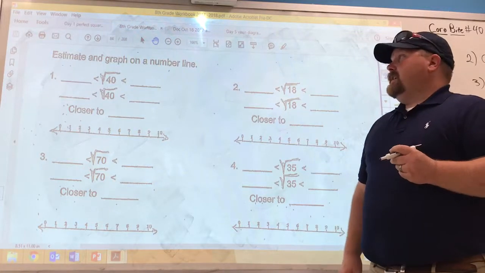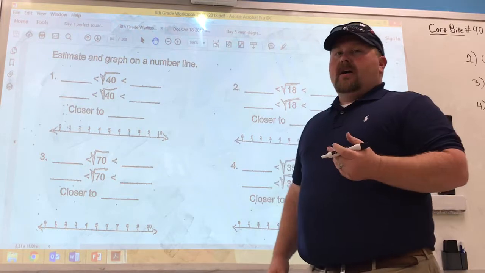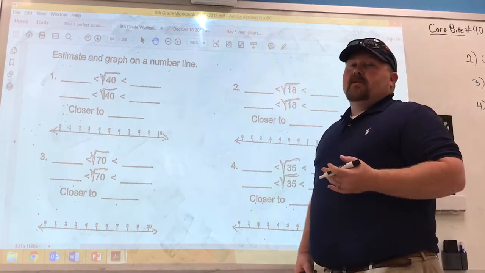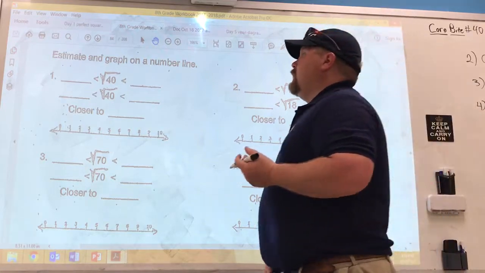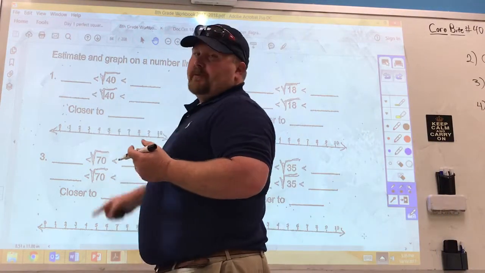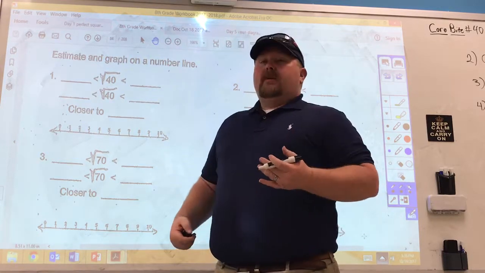Alright, so this is page 83 in your workbook, and it's asking us to estimate non-perfect squares, basically irrational numbers. So we're going to estimate them and plot them on a number line. Well, the first number we're given is the square root of 40. The square root of 40, it's not a perfect square. It's not going to be one that we know quickly.